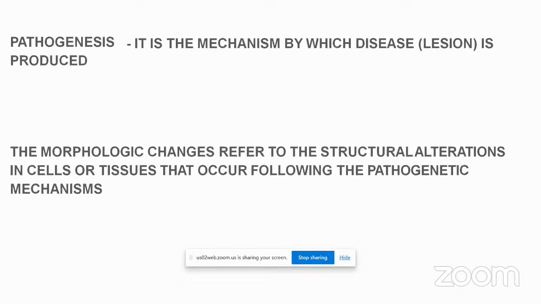Okay, the next one is pathogenesis. What is pathogenesis? It is the mechanism by which a disease is produced. Then the morphologic changes refer to the structural alterations in cells or tissues that occur following the pathogenetic mechanism.